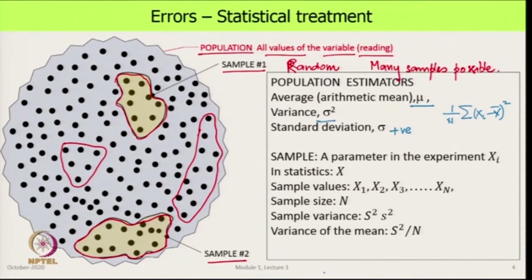The point to note here is that in statistics as well as in this course, we will follow the same convention, that population estimators are in Greek letters. So, mu means something related to the population. Same thing with others. If it is an error of a particular reading, we will call it epsilon, not E. So, that is the population estimators.